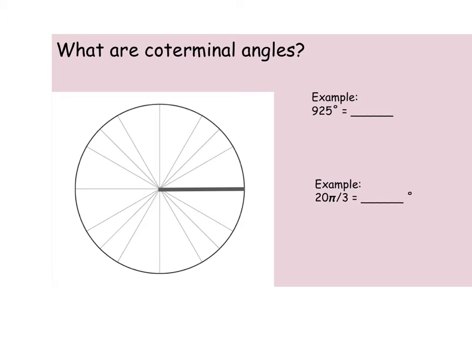Now we're going to talk about something called coterminal angles. A coterminal angle is just two angles that end up in the same spot. You might be asking, well, what do you mean by that? How does that happen? Well, let's take a look at this angle right here.